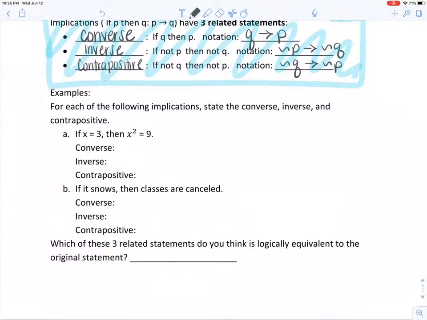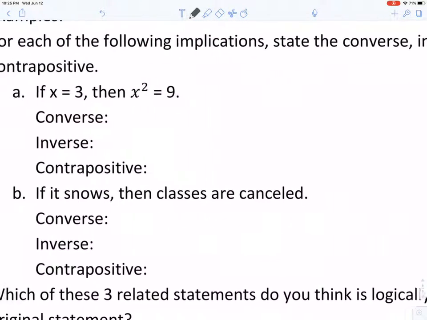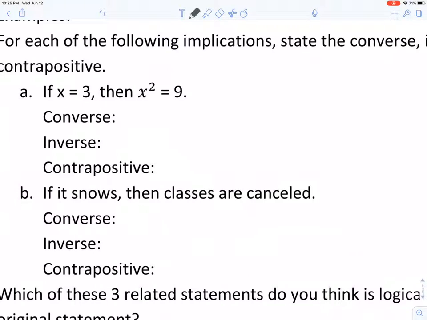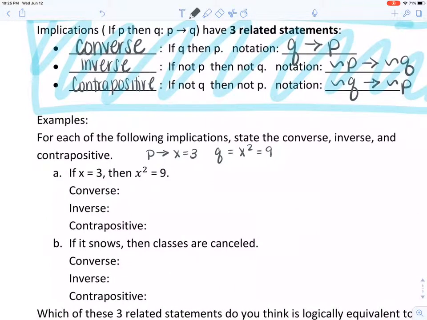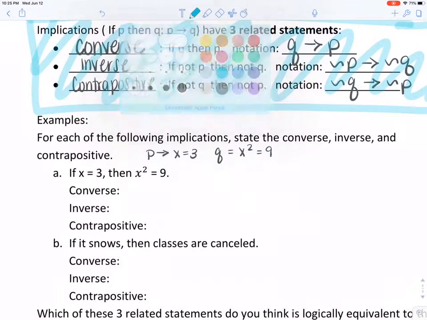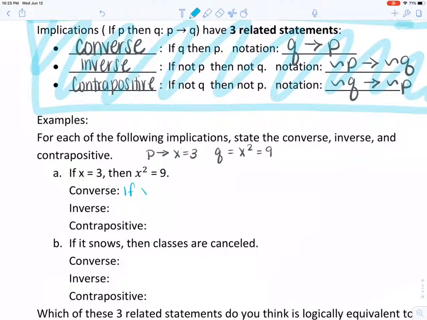So here's my example. For each of the following implications, state the converse, inverse, and contrapositive. Here's my statement: if x equals 3, then x squared equals 9. So P is that x equals 3, and Q is that x squared equals 9. The first one says to find the converse. The converse is, like I have right up above, if Q, then P. In my example, it would be if x squared equals 9, then x equals 3.